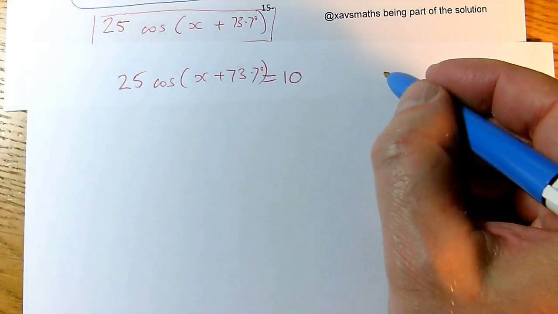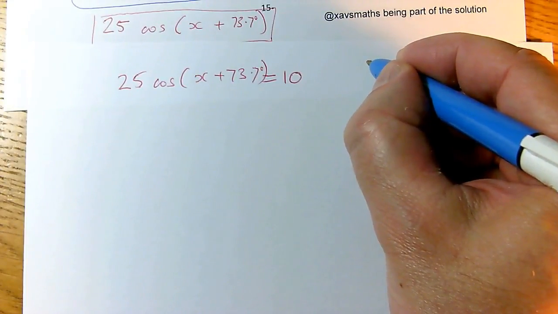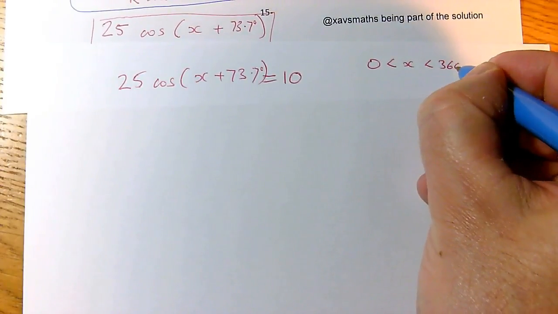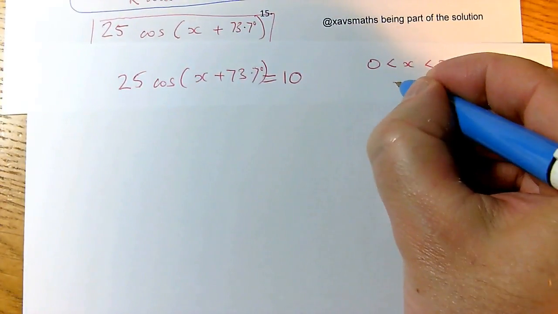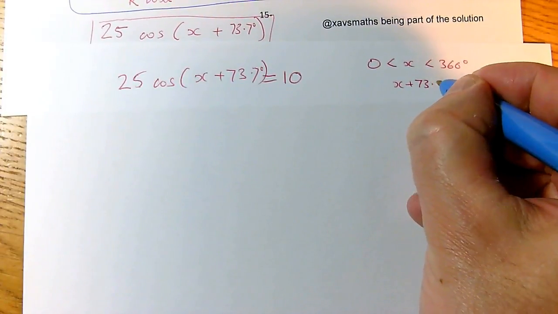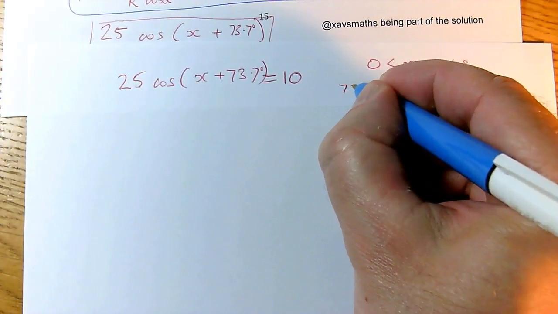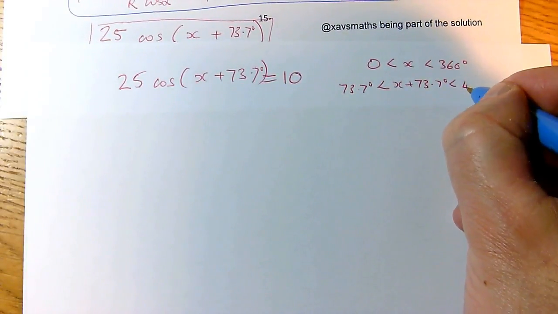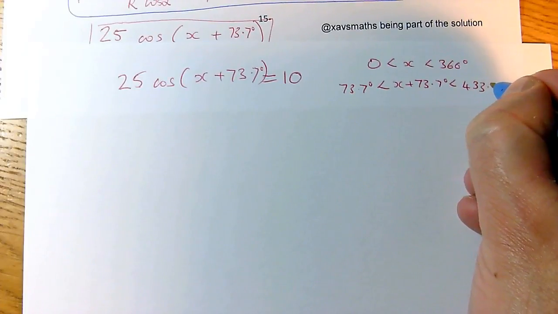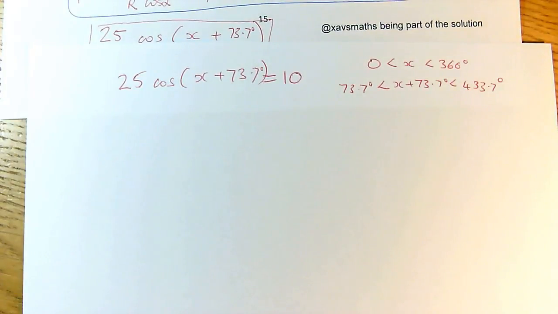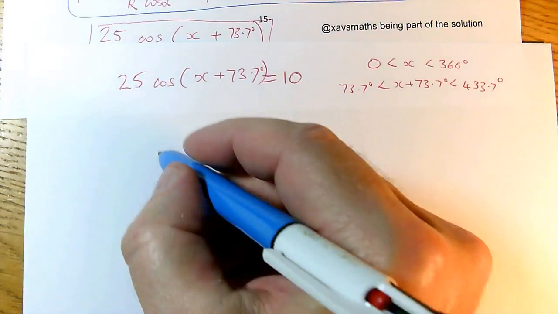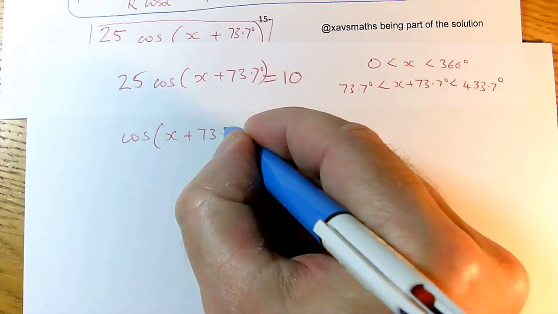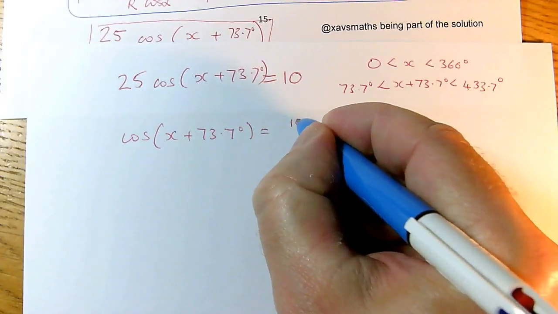Okay, now the given range was that we're solving for the interval 0 is less than x is less than 360 degrees. So therefore the thing in the brackets, my x plus 73.7 degrees, I've got 73.7 degrees is less than or equal to the bracket is less than or equal to 433.7 degrees. So that's going to help me get all the solutions correctly in the range. Now I'm going to work out what cos of the bracket is. So cos of x plus 73.7 degrees equals 10 over 25.